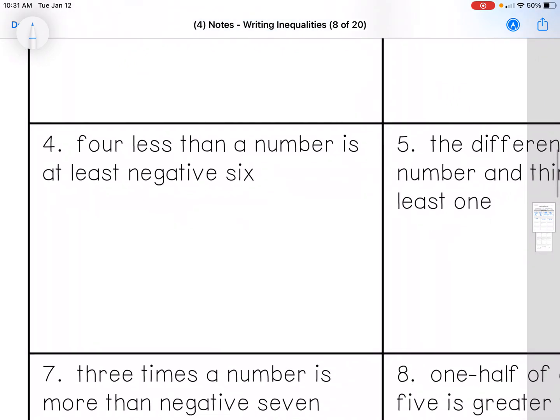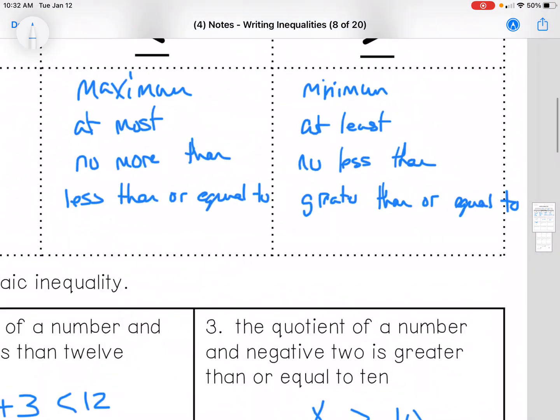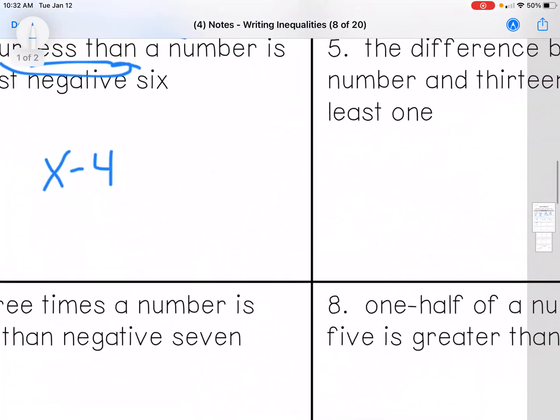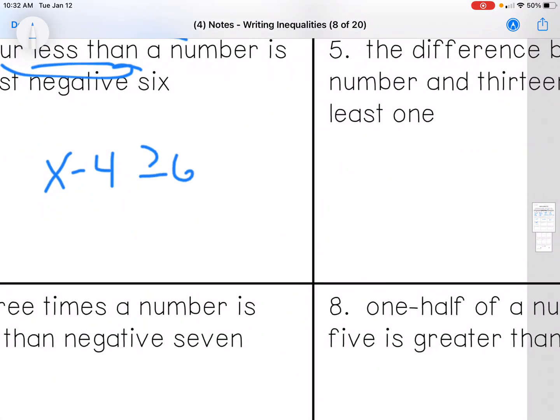All right, number 4. 4 less than a number, so it'd be x minus 4. How do I know to put the x first? Because less than means that goes there and the number goes there. Okay. Is at least negative 6. Go up top, which one is at least? It's that sign right there. There you go.